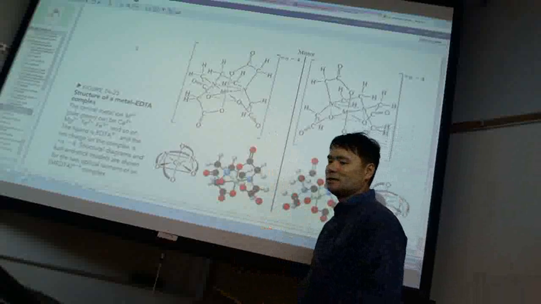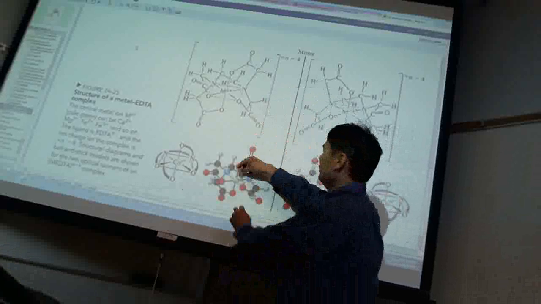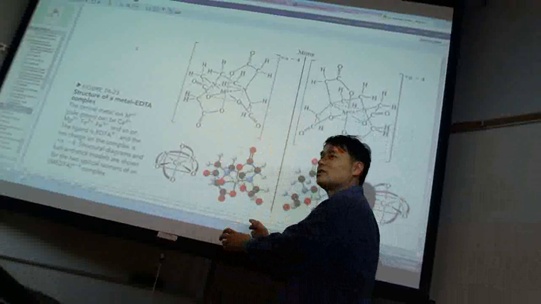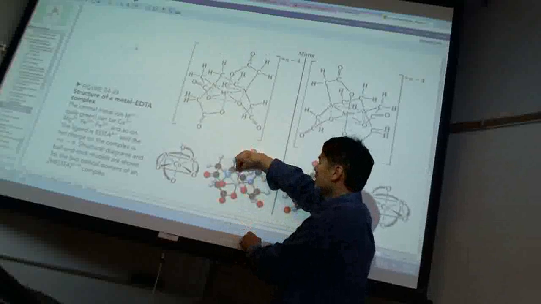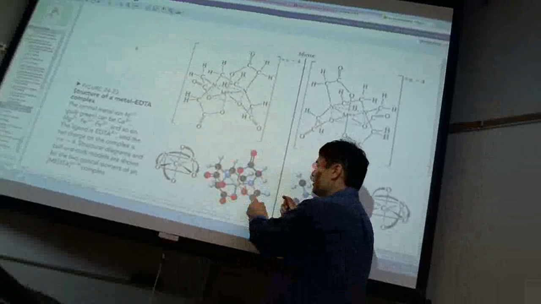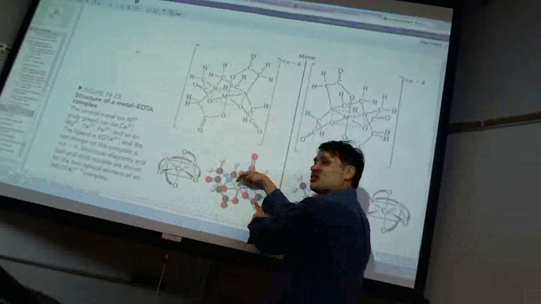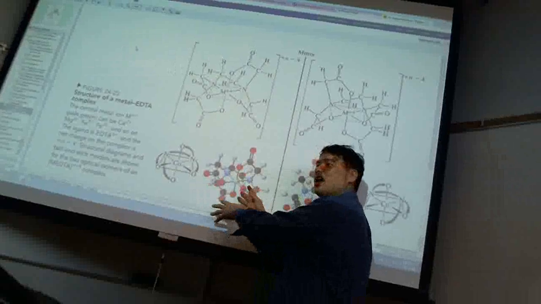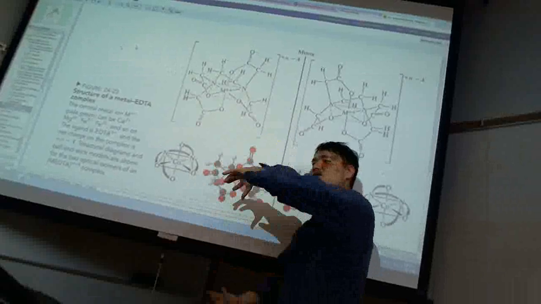And the thing is this. To break this whole thing off here, we have to break 6 bonds. It's got a coordination number of 6. And so what you do is you break this one off, and then you go to break the second one off, but the first one reattaches. And so you kind of have to break them all at the same time, otherwise it just keeps reattaching.